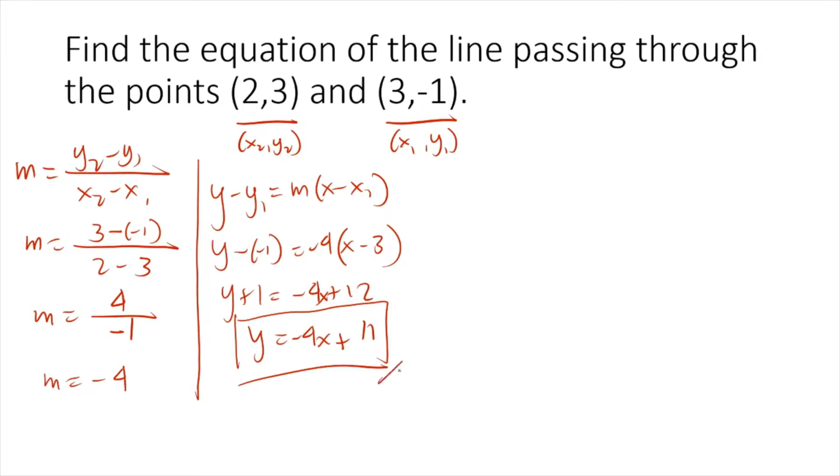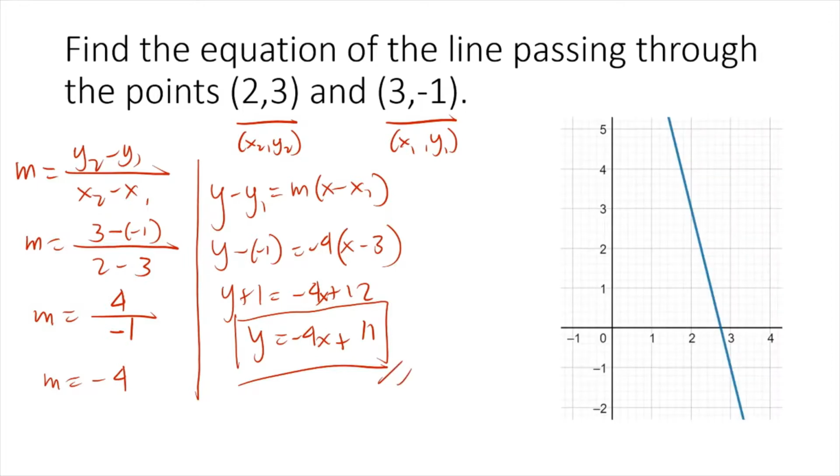Okay, if we trace this line using a graphing calculator, then it looks like this one. Let's check if it really passes through the points (2, 3) and (3, -1). So we have 2, and then 3. Okay, so check. And then (3, -1). So we have 3 units to the right, and then 1 unit downward to this one. So check. Alright.